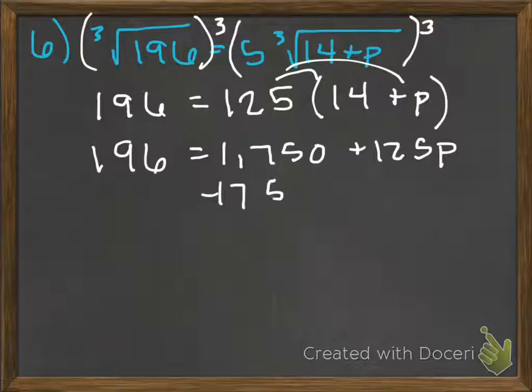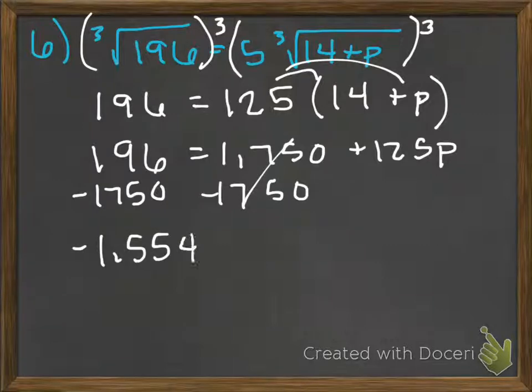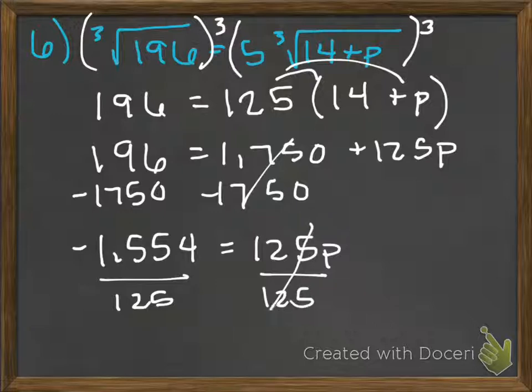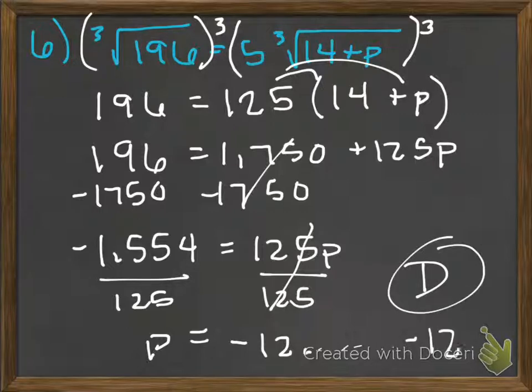We'll subtract 1750 from both sides. So I'm left with negative 1,554 equals 125p. We'll divide both sides by 125. And when you divide both sides by a negative 125, you get that p equals a negative 12 point something on a decimal. So at that point, you should be able to look at your multiple choice and determine that the only possible option would be letter D. And letter D is negative 12 and 54 over 125 as our final answer.